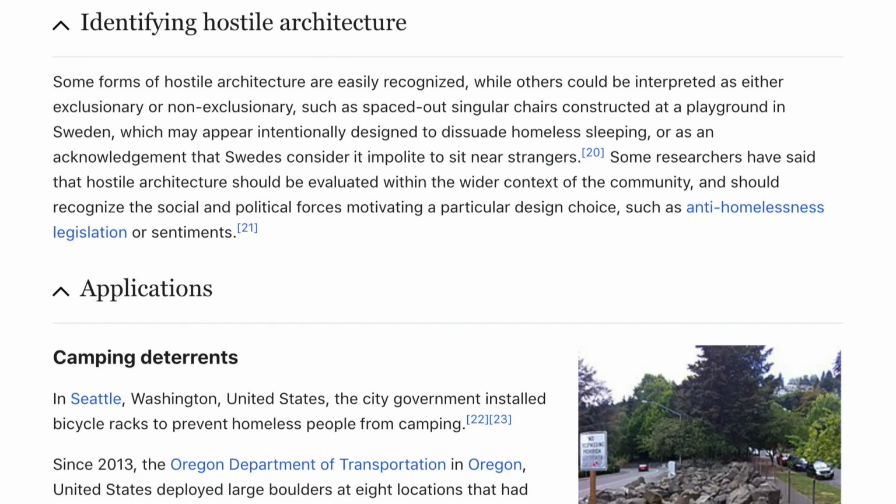Identifying hostile architecture. Some forms of hostile architecture are easily recognized, while others could be interpreted as either exclusionary or non-exclusionary, such as spaced-out singular chairs constructed at a playground in Sweden, which may appear intentionally designed to dissuade homeless sleeping, or as an acknowledgement that Swedes consider it impolite to sit near strangers. Some researchers have said that hostile architecture should be evaluated within the wider context of the community, and should recognize the social and political forces motivating a particular design choice, such as anti-homelessness legislation or sentiments.